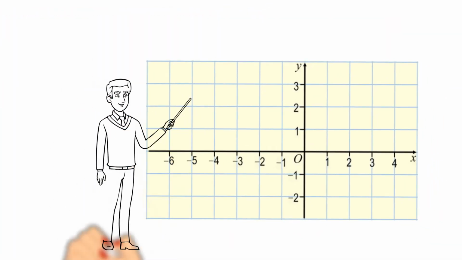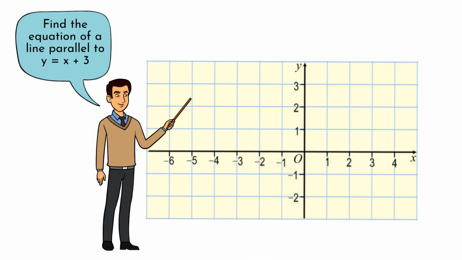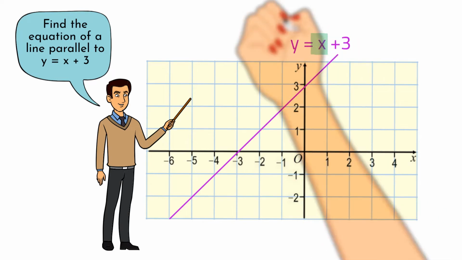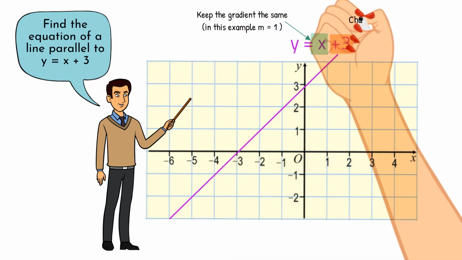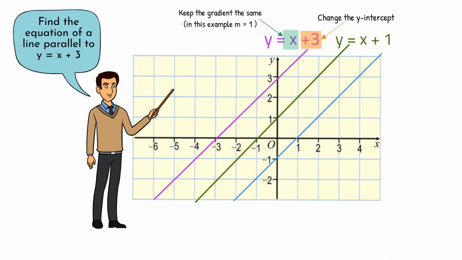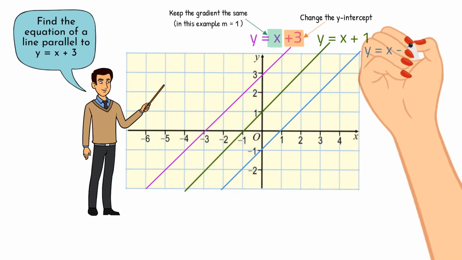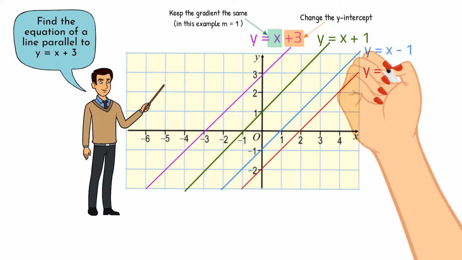So if you were asked to find the equation of a line parallel to a given line, well, we can look at the line that we're given and say, well, we need to keep the gradient the same and just change the y-intercept. So a parallel line to this would be y equals x plus 1. The gradient is the same and the y-intercept has changed. Another example, y equals x minus 1, or y equals x minus 2.